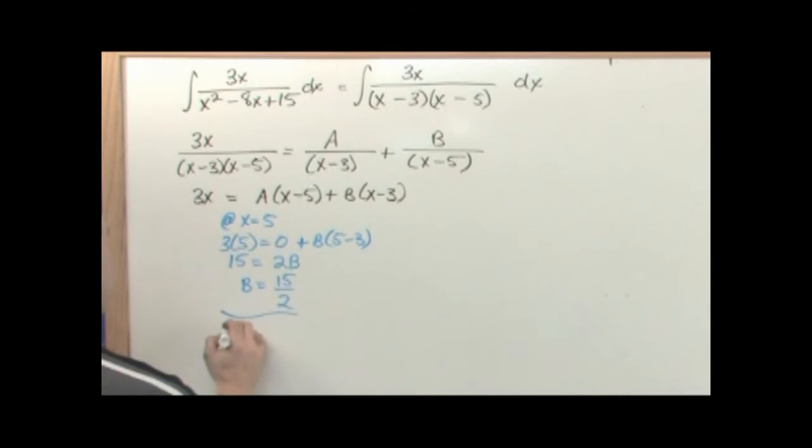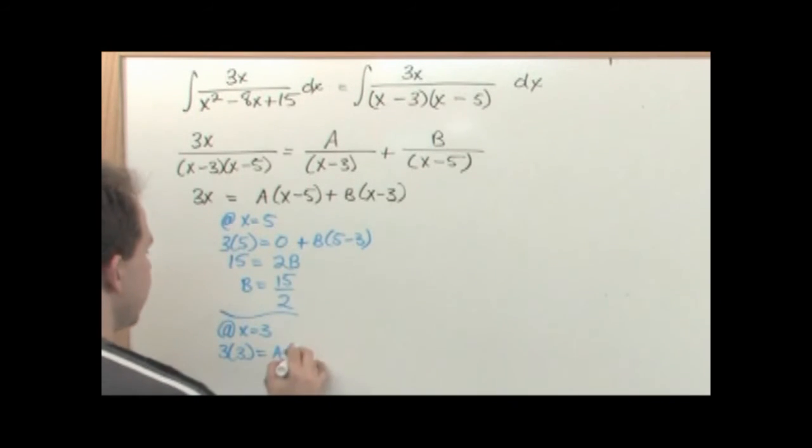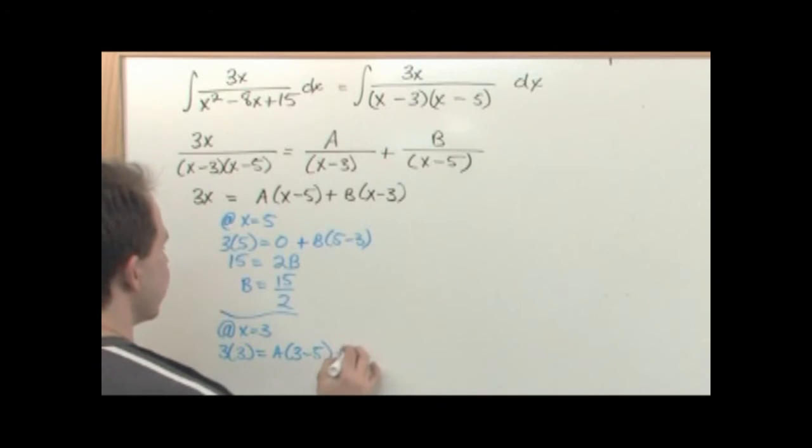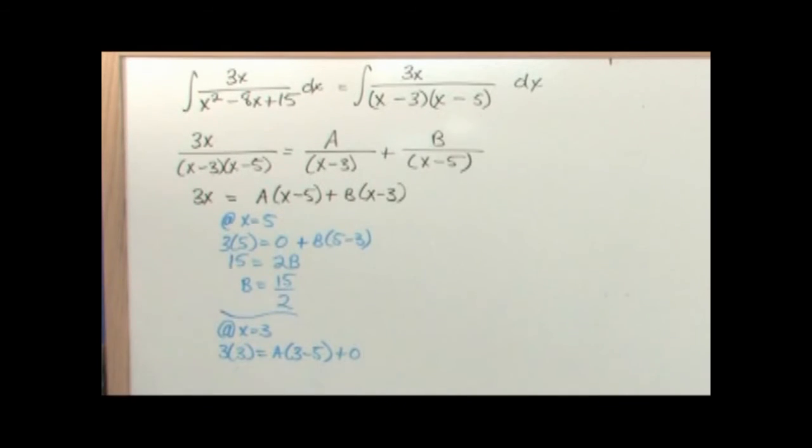Now I can also pick another clever value at x equal to positive 3, because that's going to kill this. The equation becomes 3 times 3 is equal to a times 3 minus 5 plus 0, because 3 minus 3 is 0. That drops out.